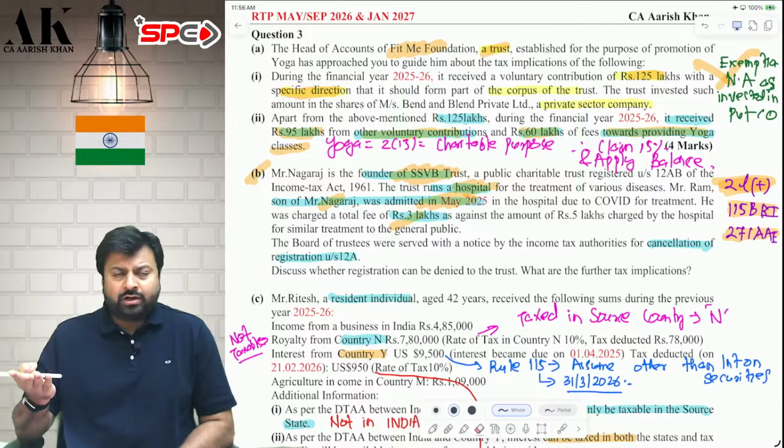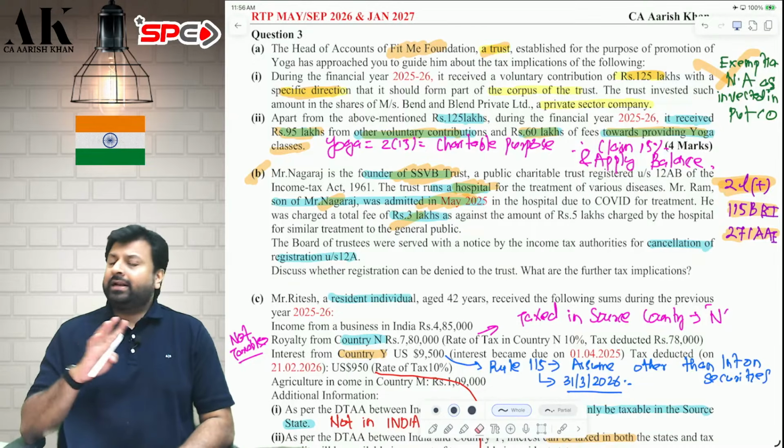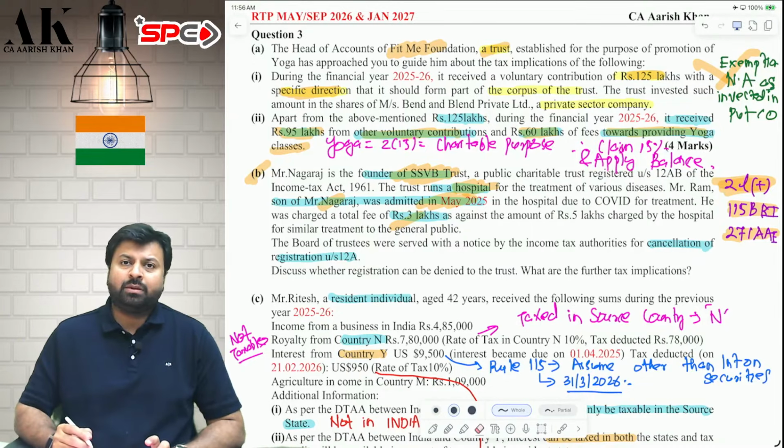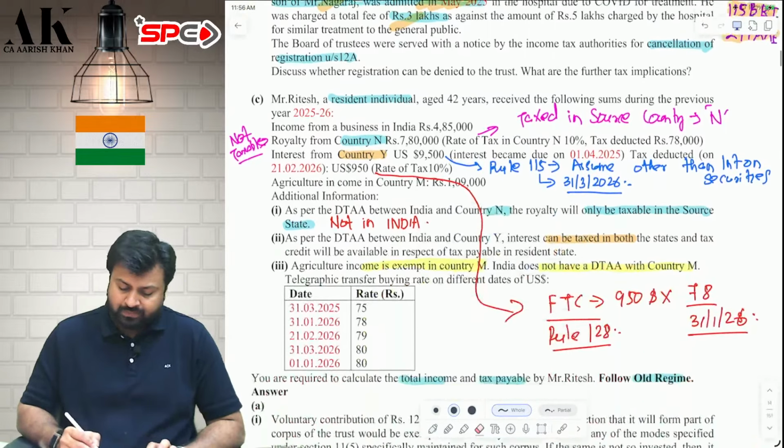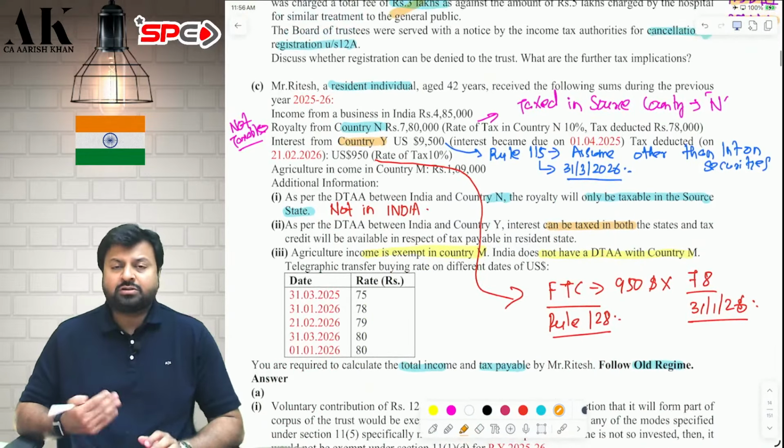You will not get exemption under 11 and 12, but the registration will not be cancelled in this case. Don't worry about it. I hope it is clear to all of you. Okay, so this is what this question is all about. Now let's move on to the next question.